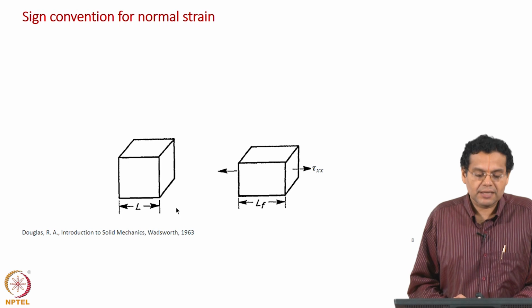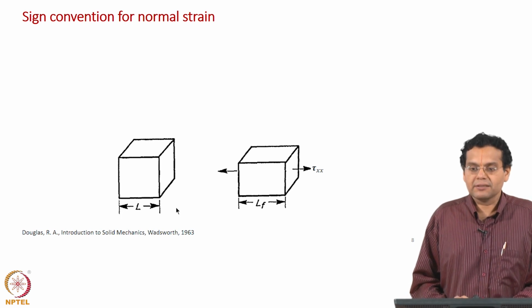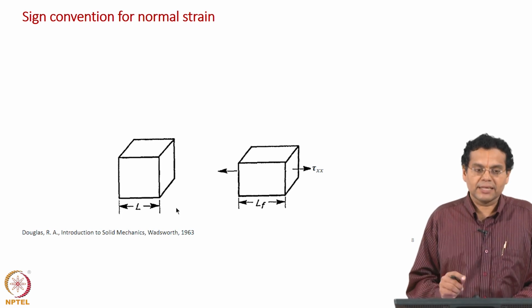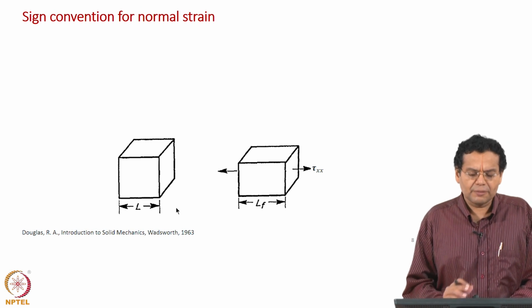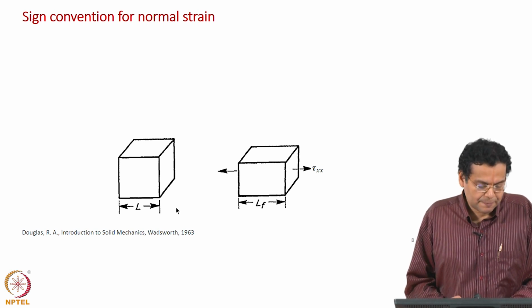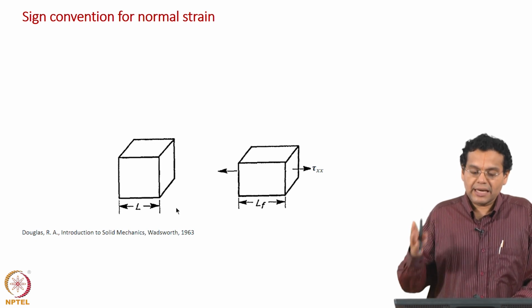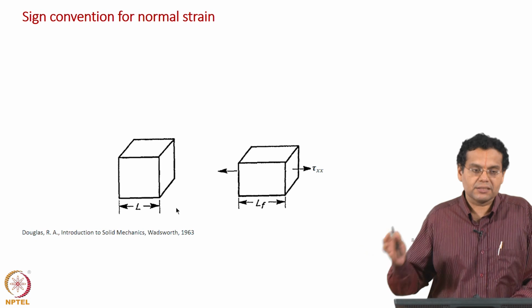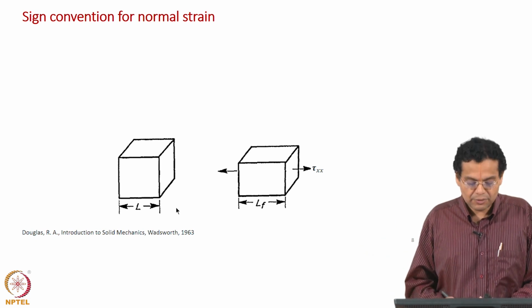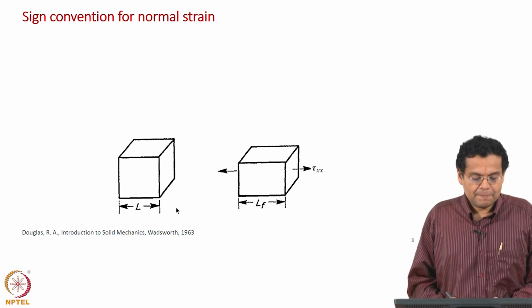When we discussed stress, we discussed sign convention. Similarly, we are going to discuss sign convention for normal strain. It looks very obvious, but there is a subtle point here. The sign convention for strain goes in line with the sign convention for stress. Let us see how it reflects here.